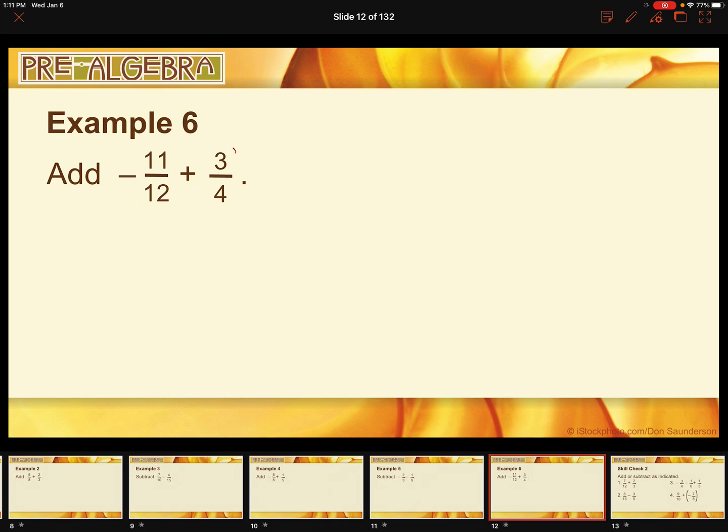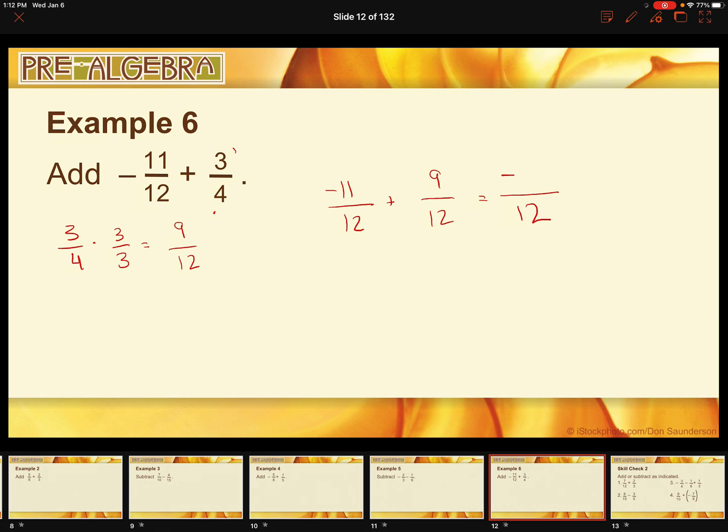Alright, looks like 3/4 can be changed to a common denominator of 12, so I only need to change this fraction. I'll multiply it by 3 over 3 to get 9 over 12. So I have negative 11 over 12 plus 9 over 12. Common denominator of 12. Negative 11 plus 9. Negative 11 has the bigger absolute value. My sign is going to be negative.